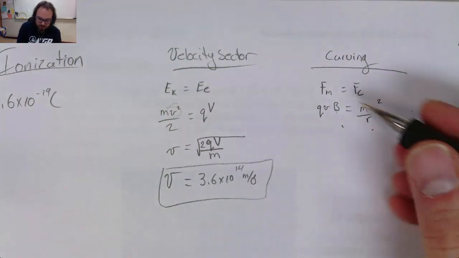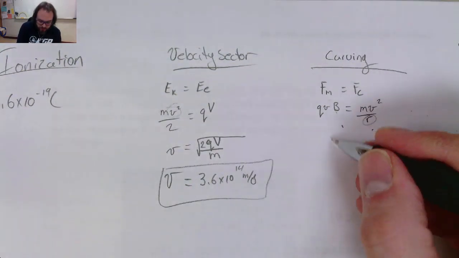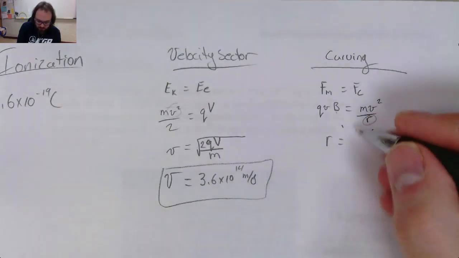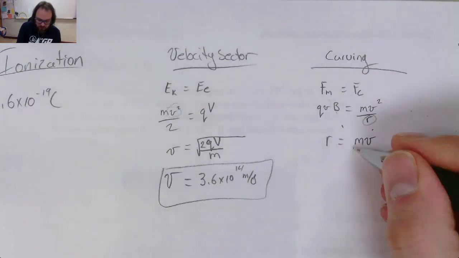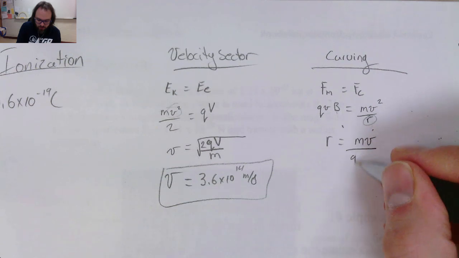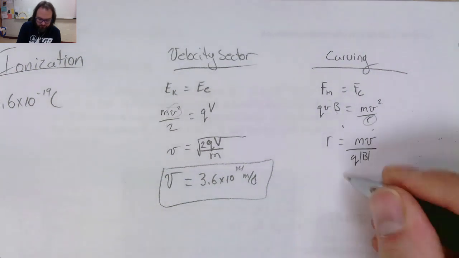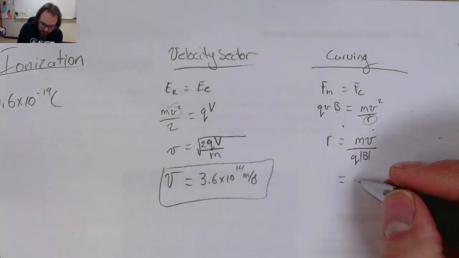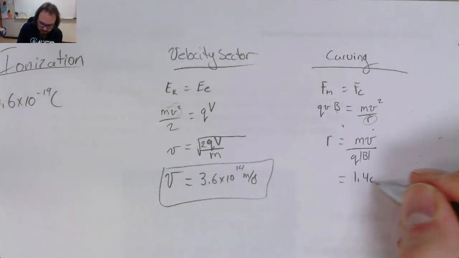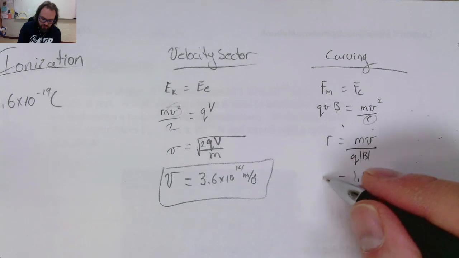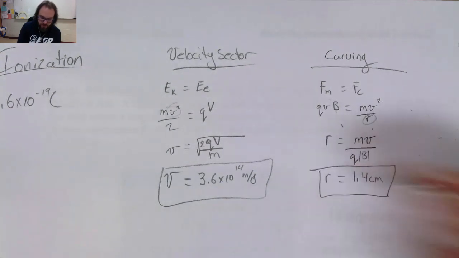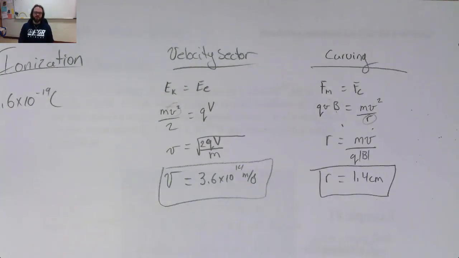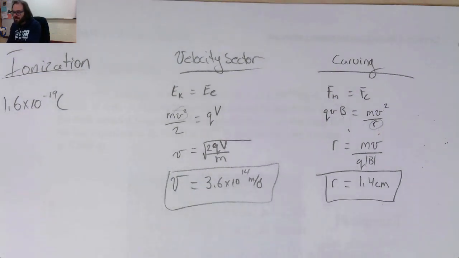So I'm going to continue this, and we want to solve for r. So we're going to get my radius is equal to mass times velocity divided by my charge times my magnetic field. Now I plug this in, and I'm going to end up getting 1.4 centimeters. Because your answer is going to be in meters, I just convert to centimeters. So when we're looking at this, we did end up getting a bit of a difference.